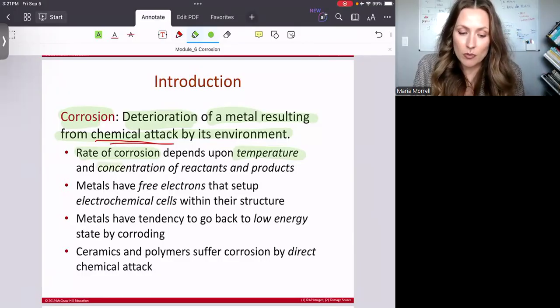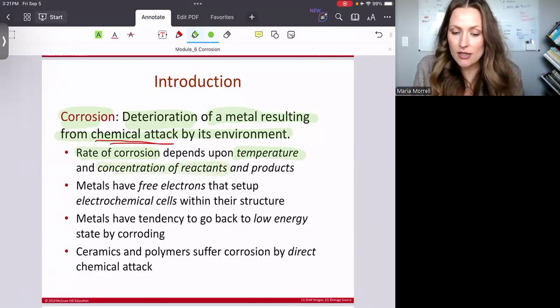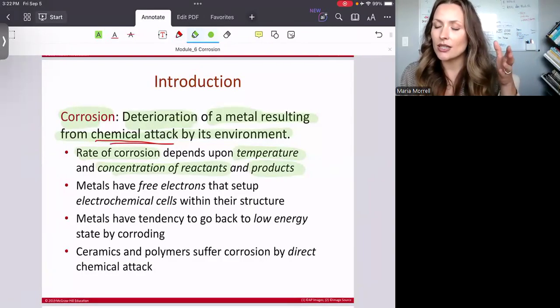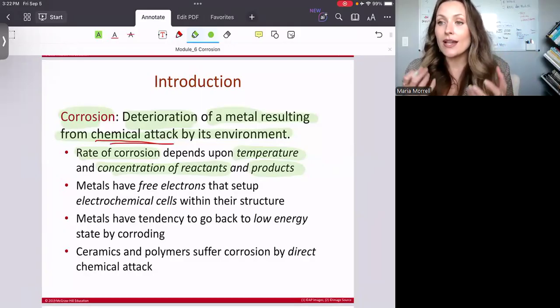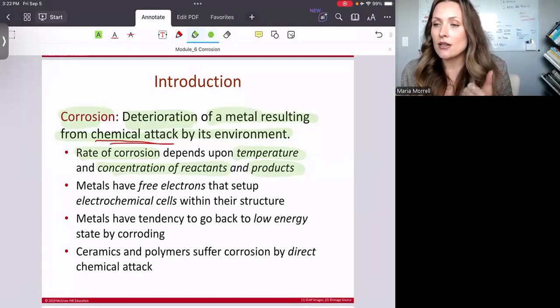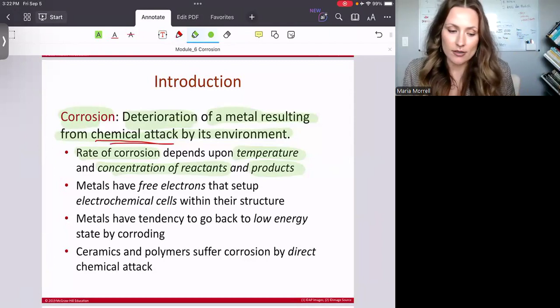And it will also depend on the concentration of reactants and products. And this comes just from the basic knowledge of chemistry, right? If corrosion is actually a chemical reaction, then I can control it. I can manipulate it by manipulating the temperature and the concentration of reactants and products.